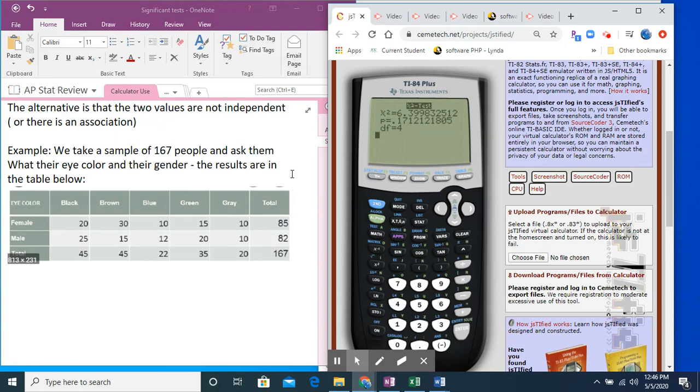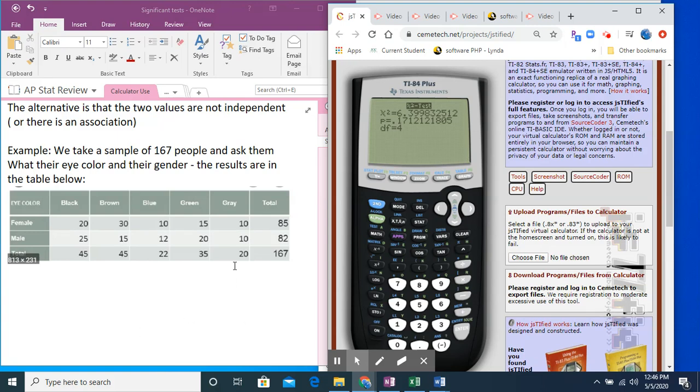There is not enough evidence to say that eye color and gender are related or are associated, or that we failed to reject the null hypothesis. There's not enough evidence to say there's an association between the two. Degrees of freedom is 4.